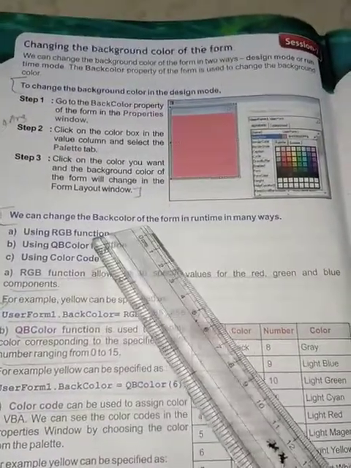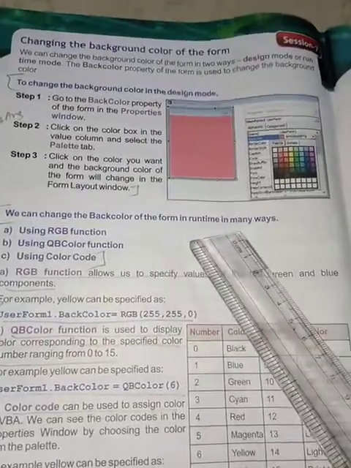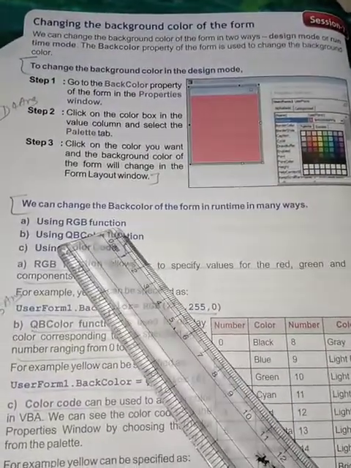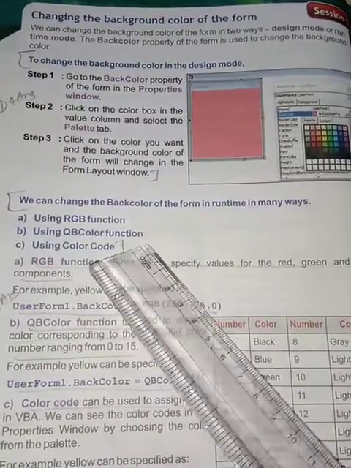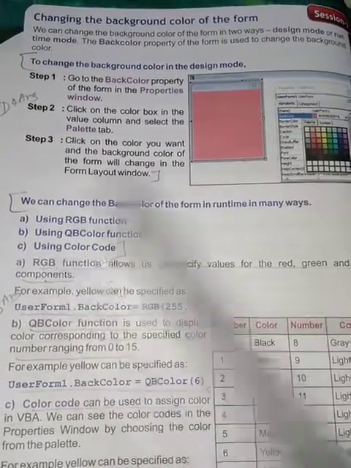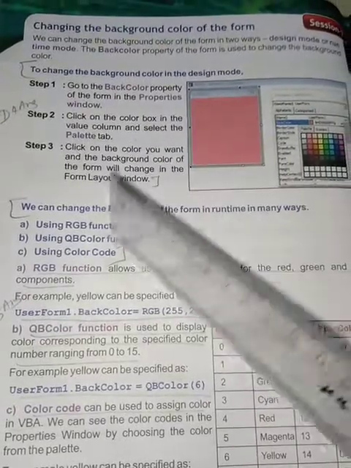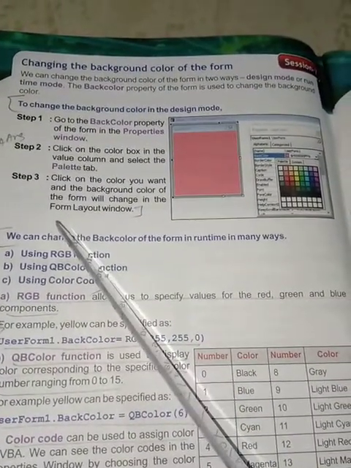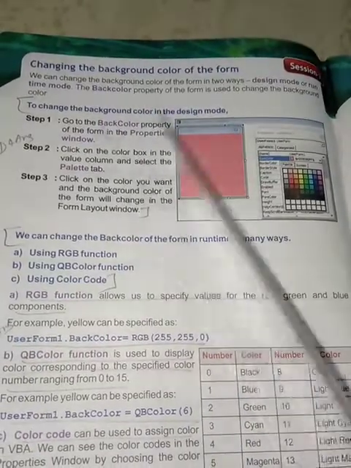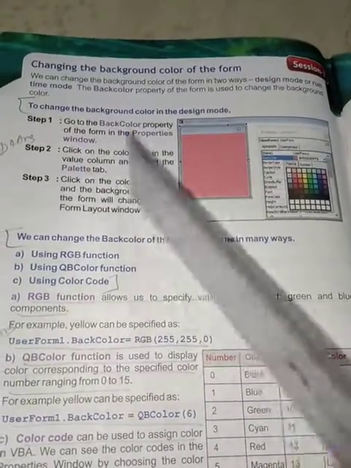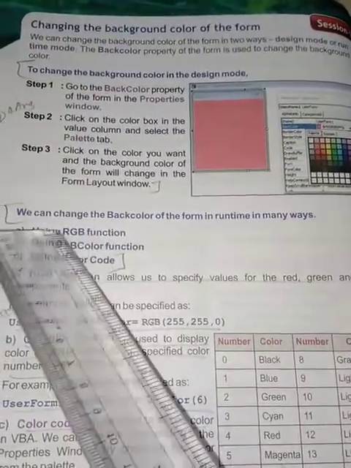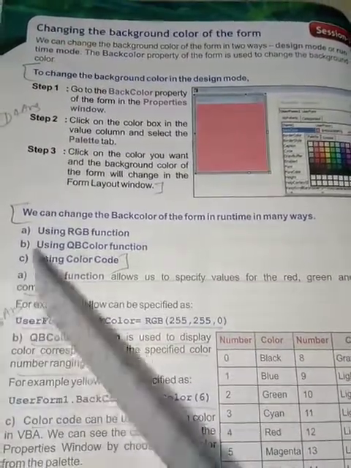We can change the back color of the form in runtime in many ways: using the RGB function, using the QB color function, using color code. So that was design mode. In runtime mode, you can do it in three ways using these functions. Let us study one by one.